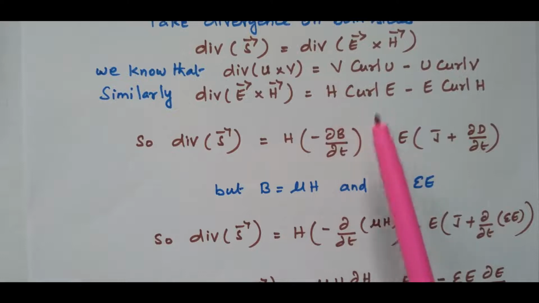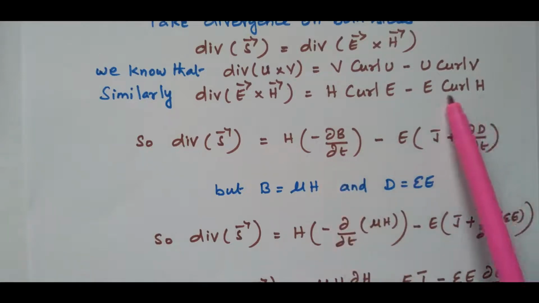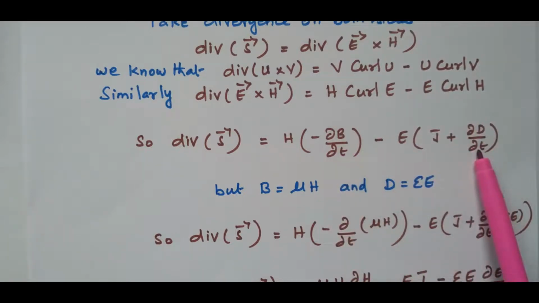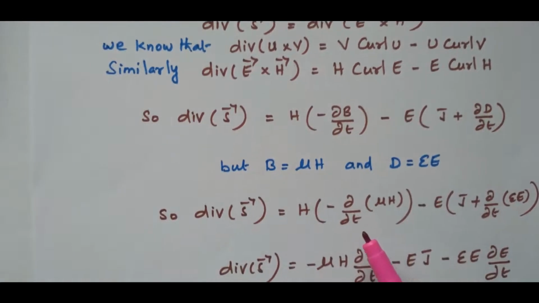In this, curl E is minus dou B by dou t, and curl H is J plus dou D by dou t. Now we'll substitute one more, B equal to mu H. We can replace this B with mu H. Similarly, D is epsilon E. There is a relation available: displacement density D equal to epsilon into E.